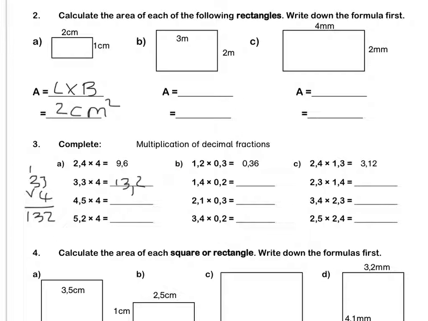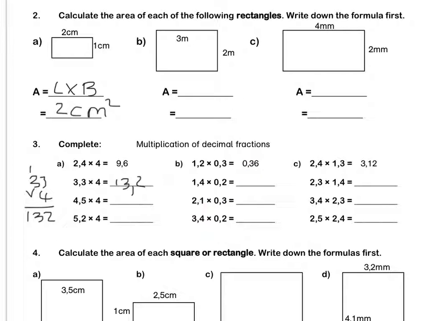Question B, we have 1,2 times 0,3. So we're going to multiply as if the decimal points aren't there. So we are left with 12 times 3, which is 36. Then we have 2 decimal points in our question. So we need to put 2 decimal points in our answer to give us 0,36.